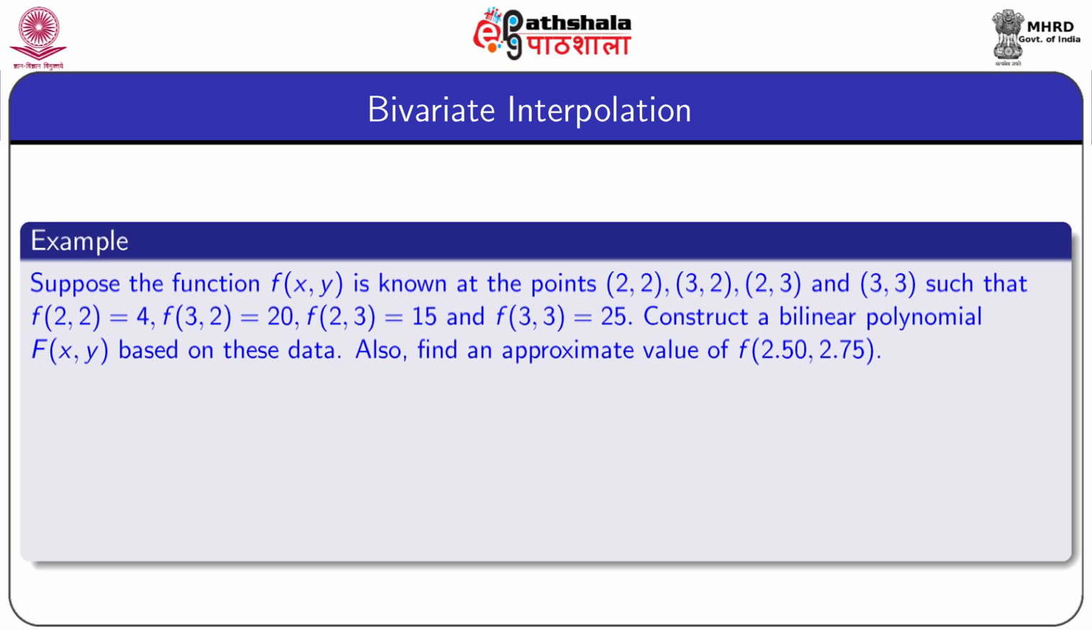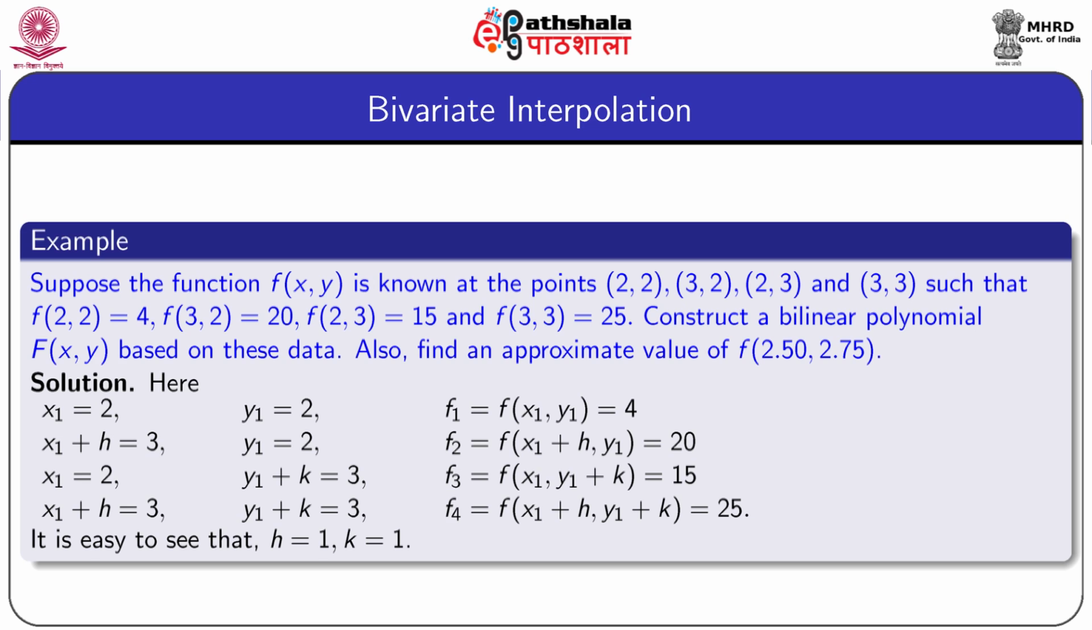Now, this method is also illustrated by an example. Here we consider 4 corner points of a rectangle, that means (2, 2), (3, 2), (2, 3) and (3, 3), such that f22 equal to 4, f32 equal to 20, f23 equal to 15 and f33 equal to 25. These are the given values. We have to construct a bilinear polynomial capital F of x y based on this data, and we have to determine the approximate value of small f at x equal to 2.50 and y equal to 2.75.